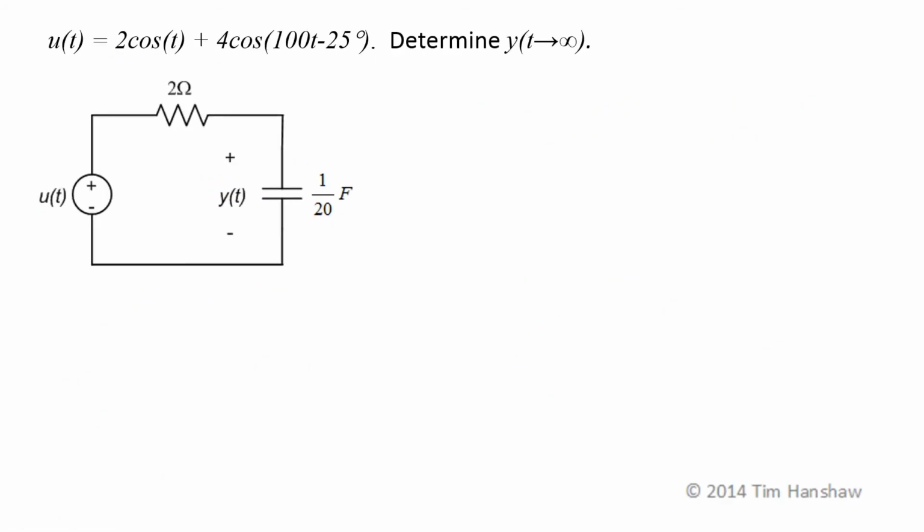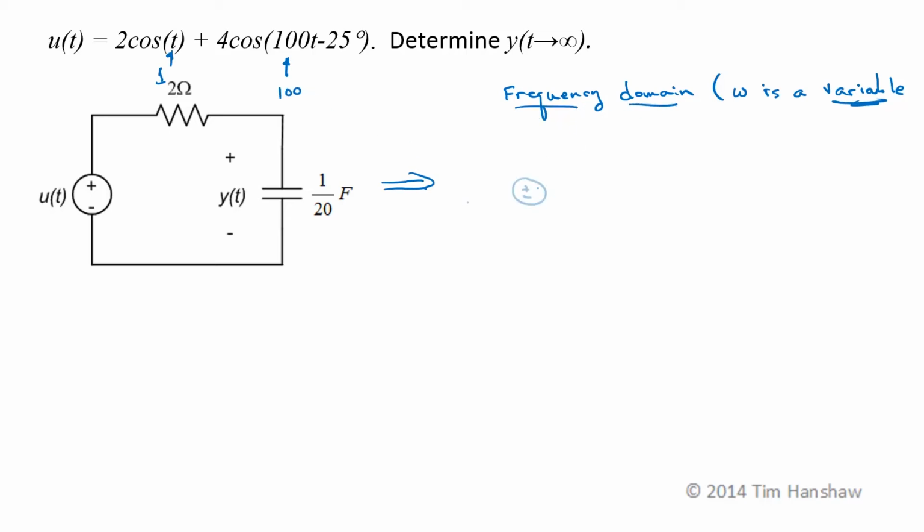So let's take another run at this problem, convert this circuit to the frequency domain, and leave omega, the frequency, as a variable, so we can plug 1 radian per second in and 100 radians per second in after we've done our overall analysis. This input is going to be u as a function of omega now, u of j omega. The impedance of the resistor is always just its resistance, so that's 2 ohms. The impedance of this capacitor is going to be 1 over j omega C, and this phasor here, y, will now also be a function of omega.